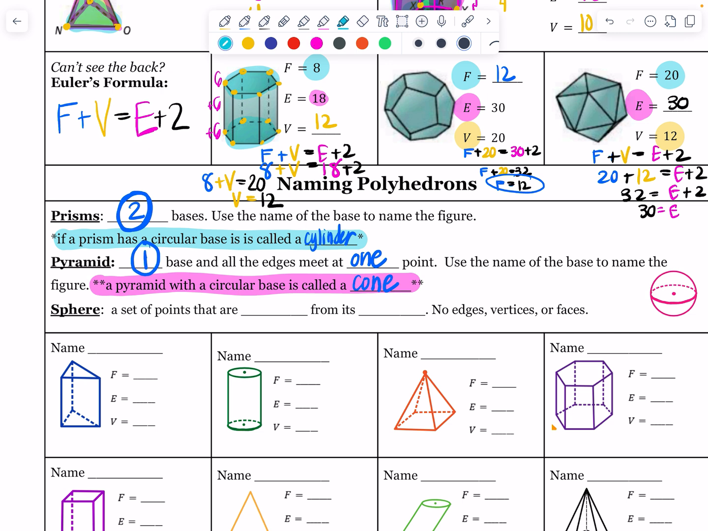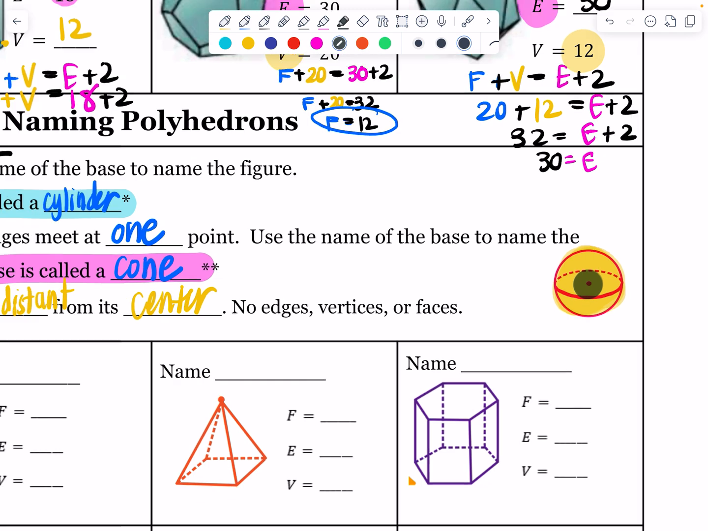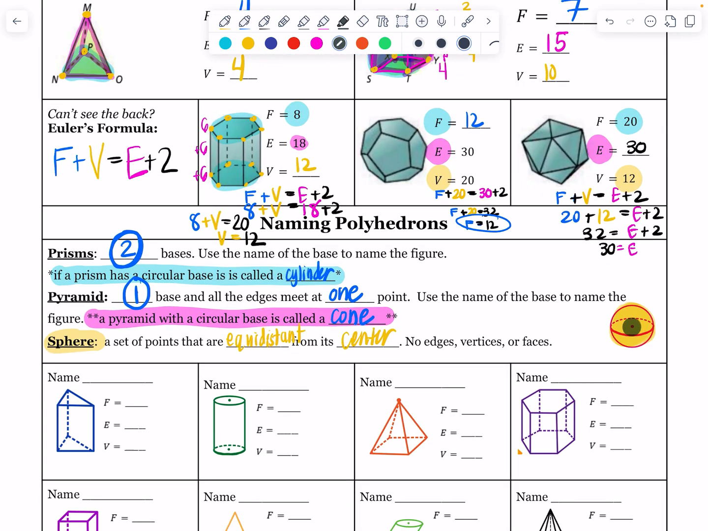All right, and then we have something called a sphere. What is a sphere? A sphere is going to be a set of all points that are equidistant, or equal distance, another way to say that, from its center. So every single point is going to be the same distance away. It has no edges or vertices or faces. An easy way to picture this is a basketball. So every single point on the leather of this basketball is the same distance away from this point in the center of this shape. Okay, so if I put a radius all the way around the shape, it would be the same distance all the way around. So there's no edges, there's no vertices, and there's no faces.